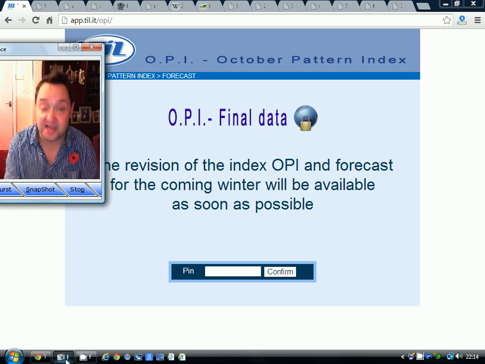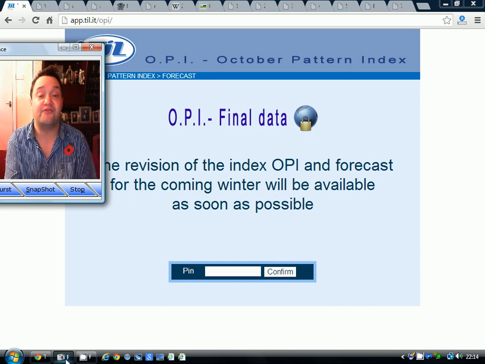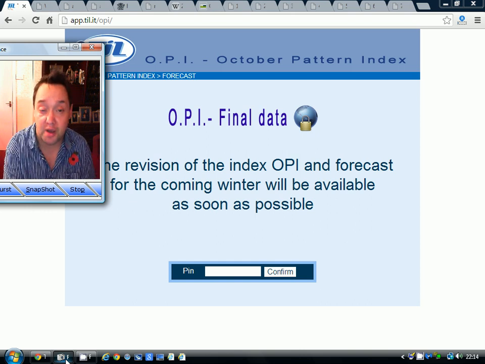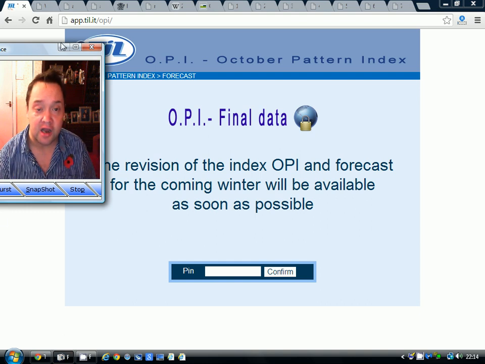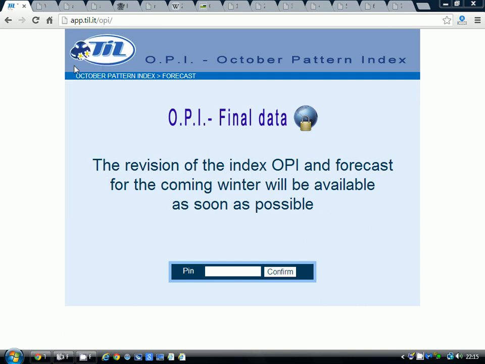We've been tracking the OPI, October Pattern Index, through October to see what it's been doing. We've now got to the end of October, of course. We're waiting for the final number to come out for what the OPI was during October 2014. This is the actual page we've been looking at for the OPI updates.